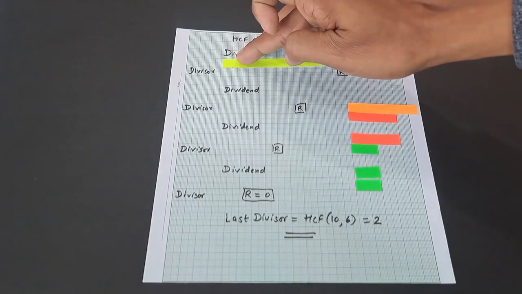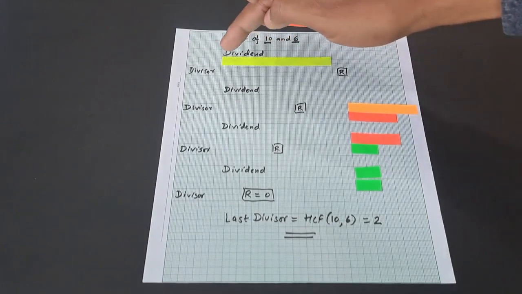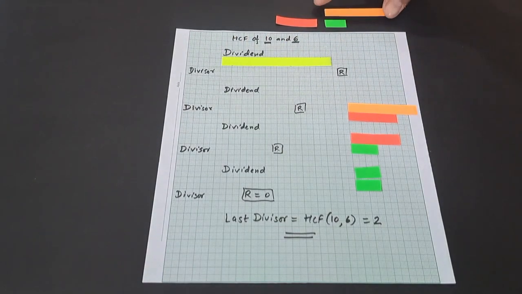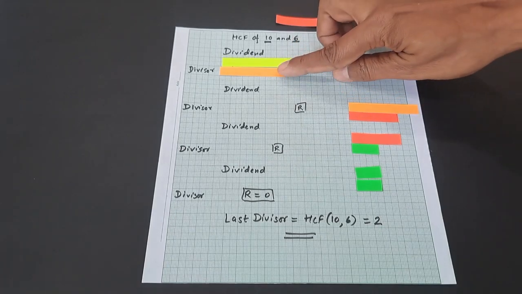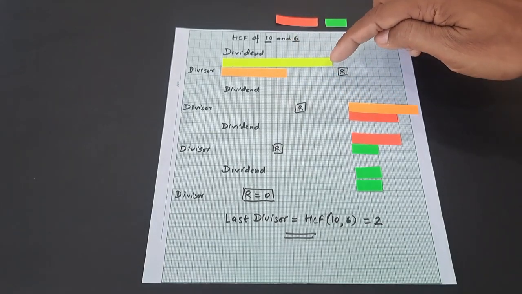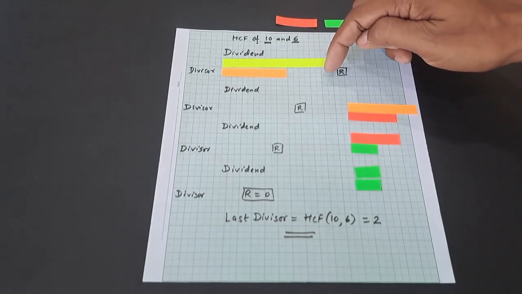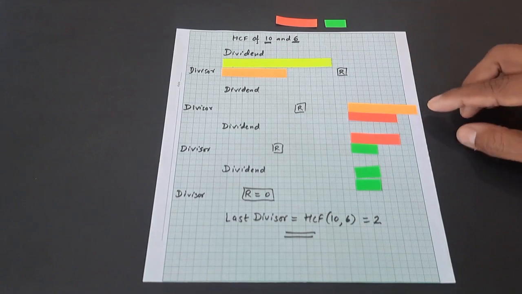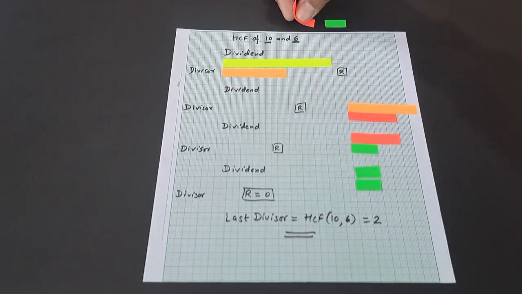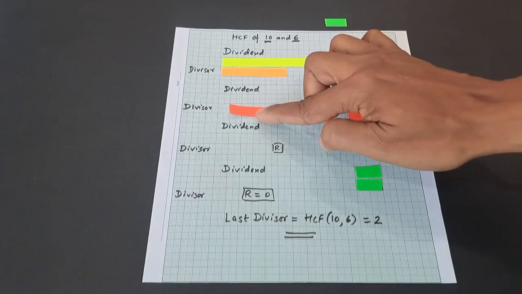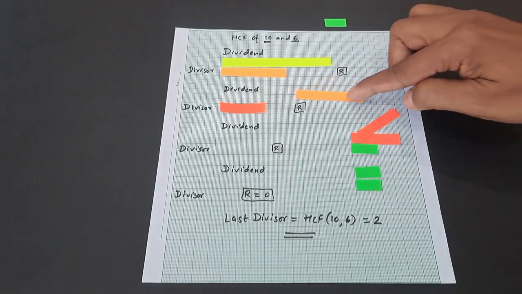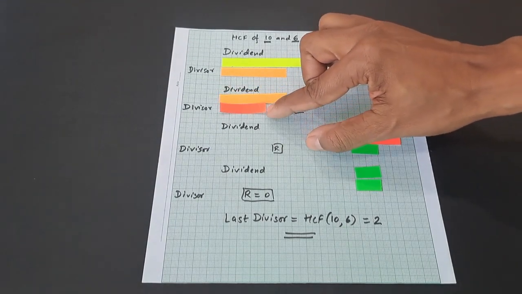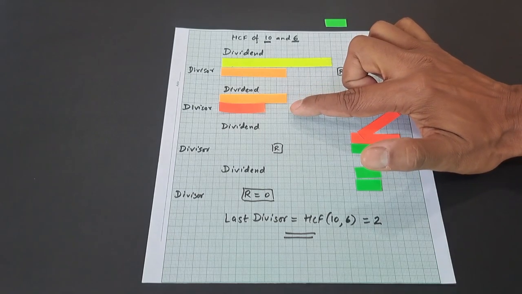So if we place it like this, 10 centimeter denotes the dividend, and the next one is the 6 centimeter, which is the divisor. So we'll place it like this here, and you can see the 4 centimeter is left out here. This denotes the remainder. In the next step, the remainder 4 centimeter becomes the new divisor. So we'll place it like this, and the 6 centimeter, which was the divisor, becomes the dividend. And you can see the new remainder is 2 here.